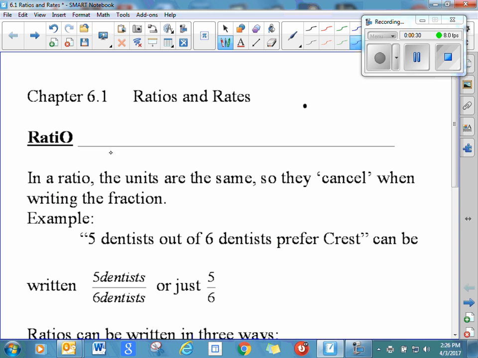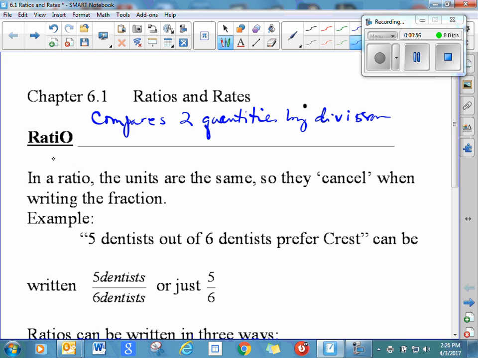So you can look at the definition in your book, but a ratio actually compares two quantities by division. I think I added an extra S in there.